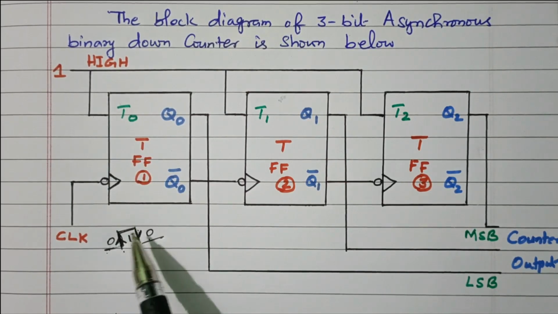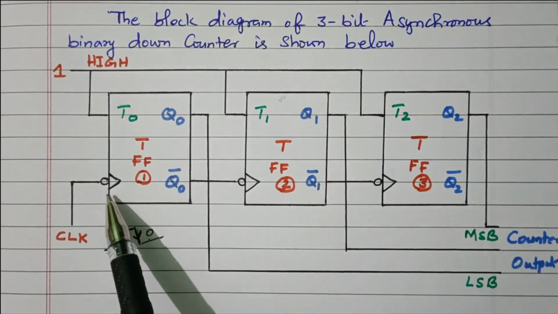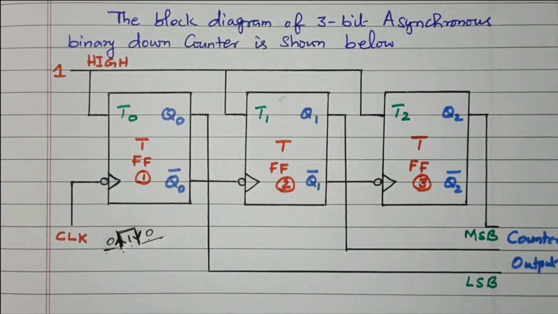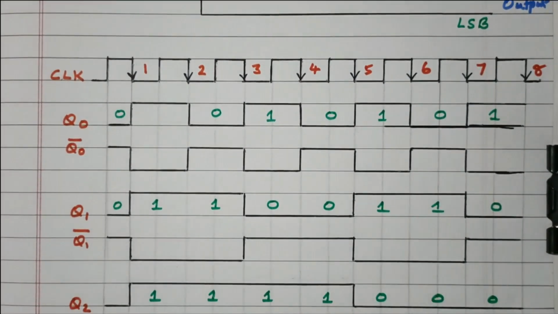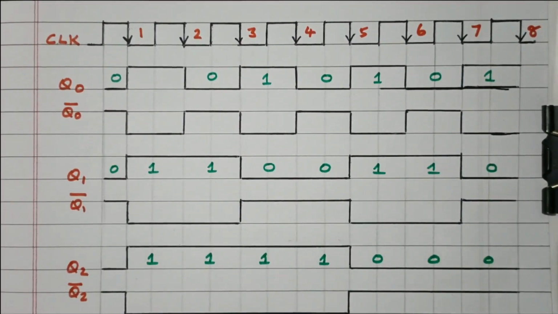So this is positive edge, negative edge. In this flip-flop it is connected with a negative edge inverter. Now we'll see the clock pulse and the output waveform. So this Q2 is the MSB, Q0 is the LSB, right? Now we'll see the clock diagram and the 8 possible outputs of this 3-bit down counter.